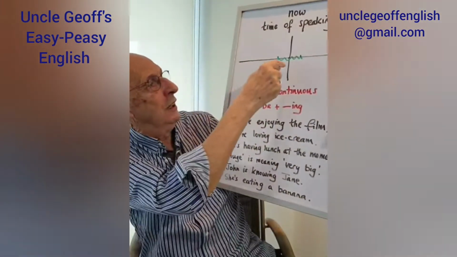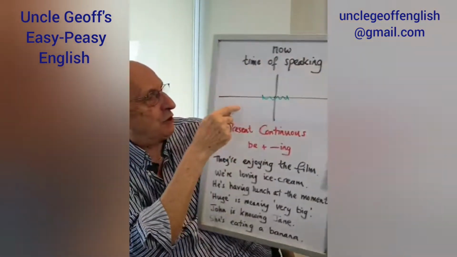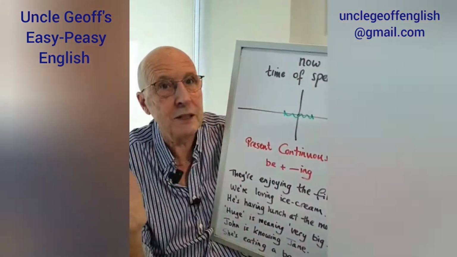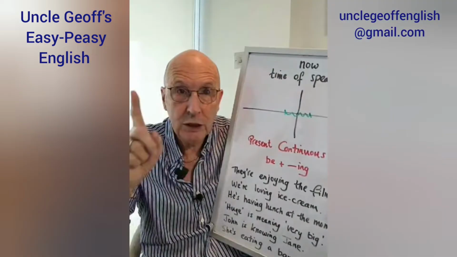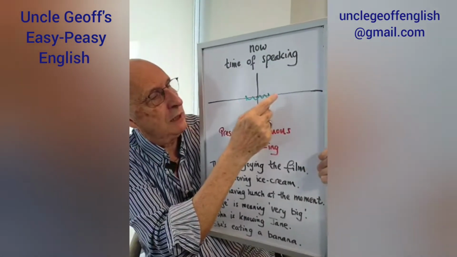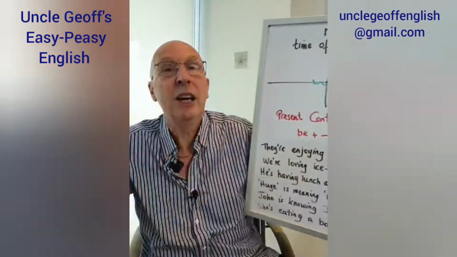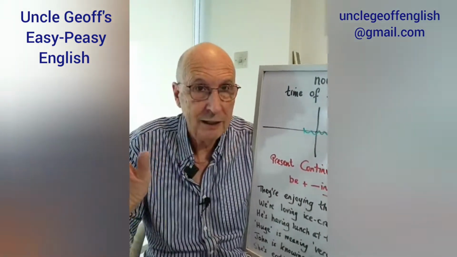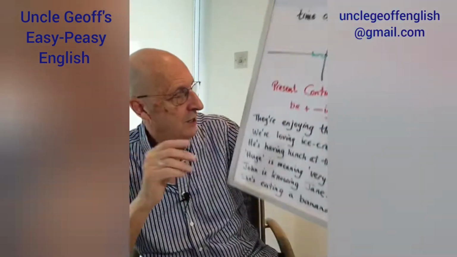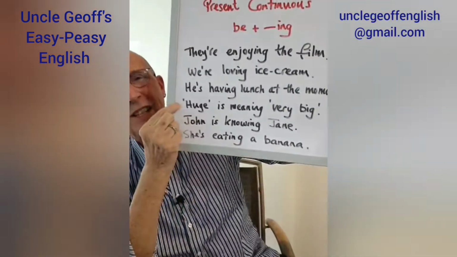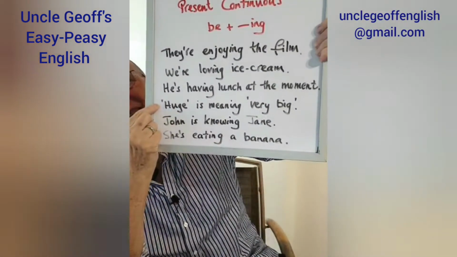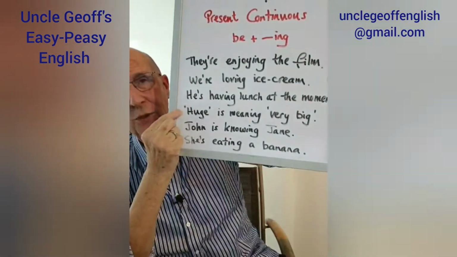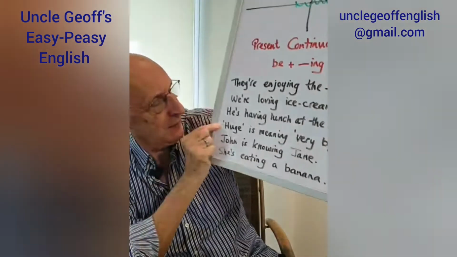It's true now at the time of speaking. It was true yesterday, last week, last month, last year. Huge always means very big. It will be true tomorrow, next week, next month, next year, 10 years' time. Huge always means very big. So it's not temporary. It's always true. It's fact. So what's the correct sentence? Huge means very big.